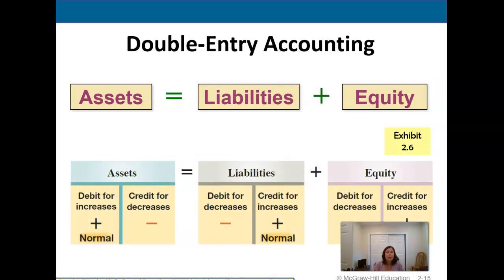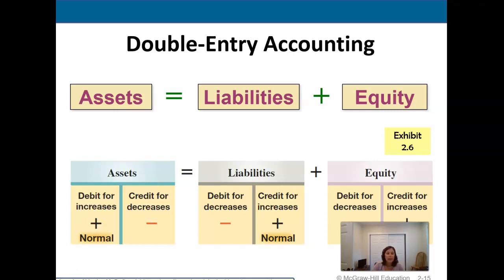Now, it would be lovely if I could tell you that debits all behave the same way no matter what account we're dealing with, and credits all behave the same way no matter what account we're dealing with. But unfortunately, I can't tell you that. How a debit or credit behaves depends on what kind of account we're dealing with.